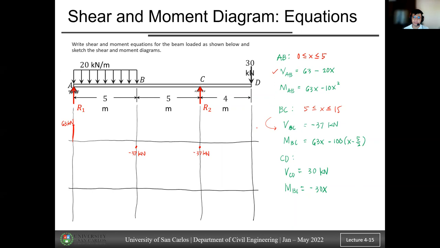And then on the right portion is 30 kilonewtons. So 30 kilonewtons for CD? Is that right? Yes, sir, 30. So this one is 30. Let's try to check. Okay, so it's 30. So again, it's 30 all throughout.